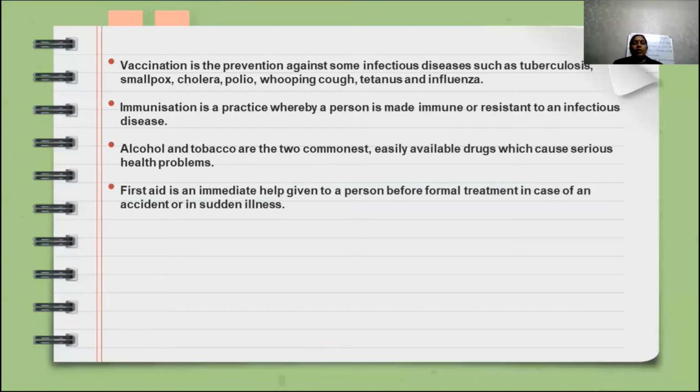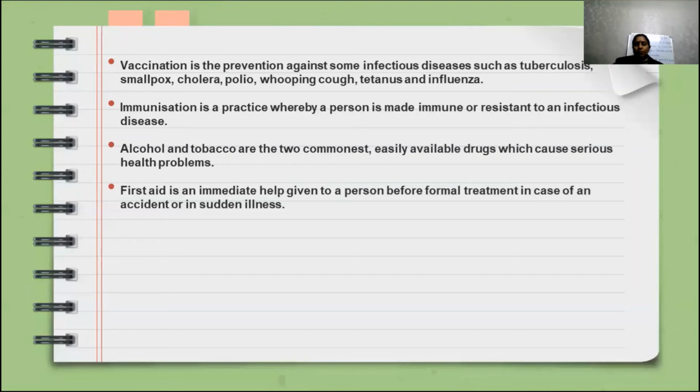First aid is immediate help that we can give to a person before formal treatment in case of an accident or sudden illness. I repeat, first aid is immediate help that we can give to another person before formal treatment. That means before reaching the hospital. And this is needed in case of an accident or a sudden illness.